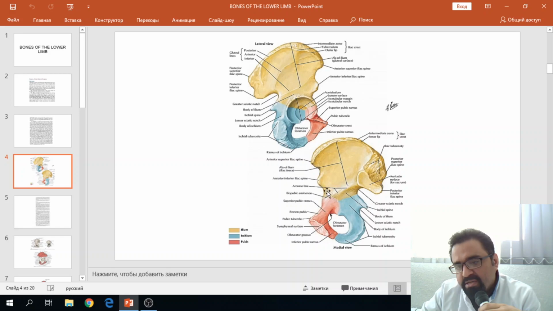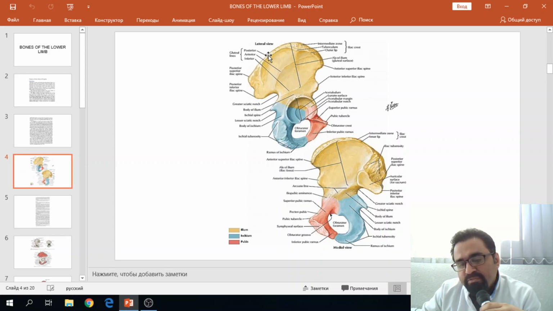It makes the medial side of the hip bone. This is the lateral aspect of the hip bone. On the lateral aspect there are three lines, gluteal lines.